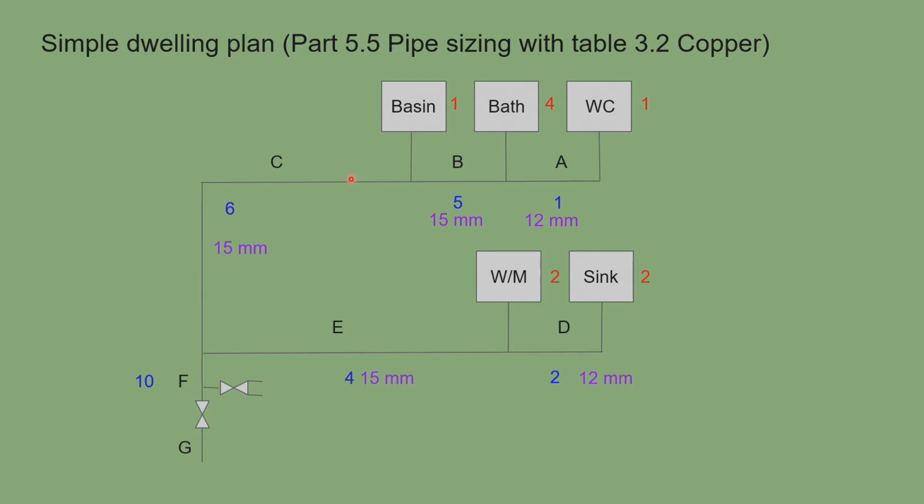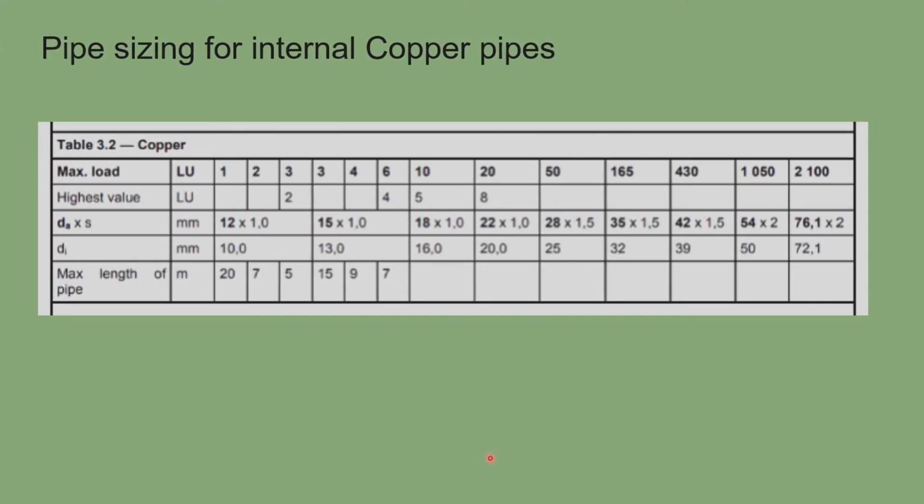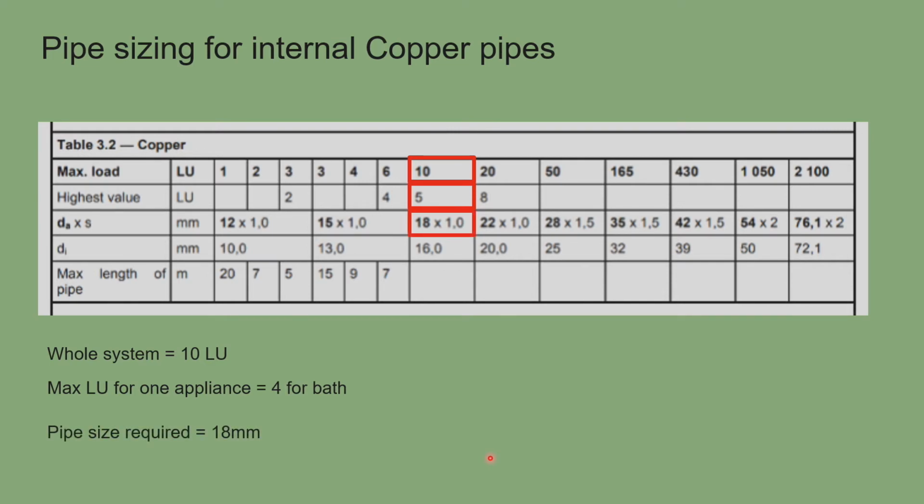So we've now completed all this section here. So we're left with F, where we've got every appliance, the whole house connected. So we have 10 loading units. So we go to the 10 loading units. Lovely. Maximum load for one appliance is 4, so that's the bath. This is 5, so we are safe. So according to this, we can use 18mm pipe for our connection.